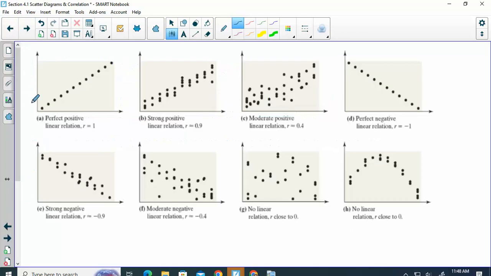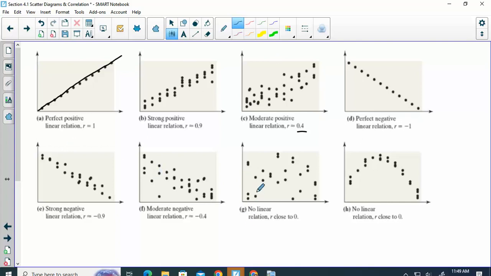So this is just kind of a visual. This would be when R is 1. I could draw a perfect line that meets all those points. That's when R is 1. Here we see it's still positive. They're a little more spread out, so it's still close to 1. Here, this is more like what we had. There's a little bit of a relationship, but my R has gotten pretty small there. That's like a 0.4. And we could have the same thing with the negatives.